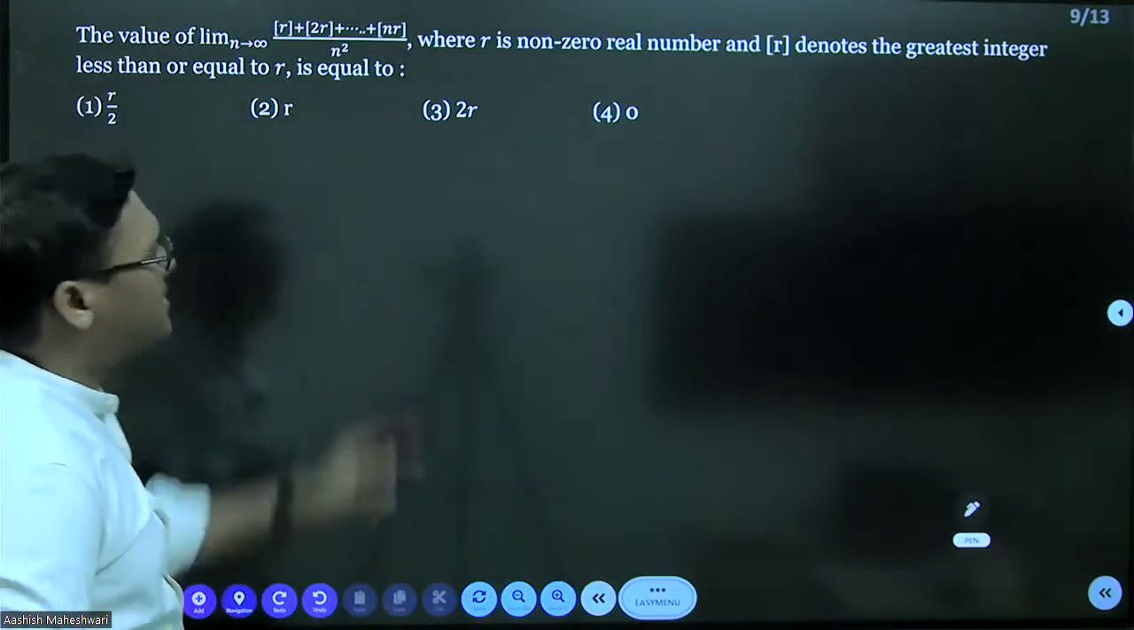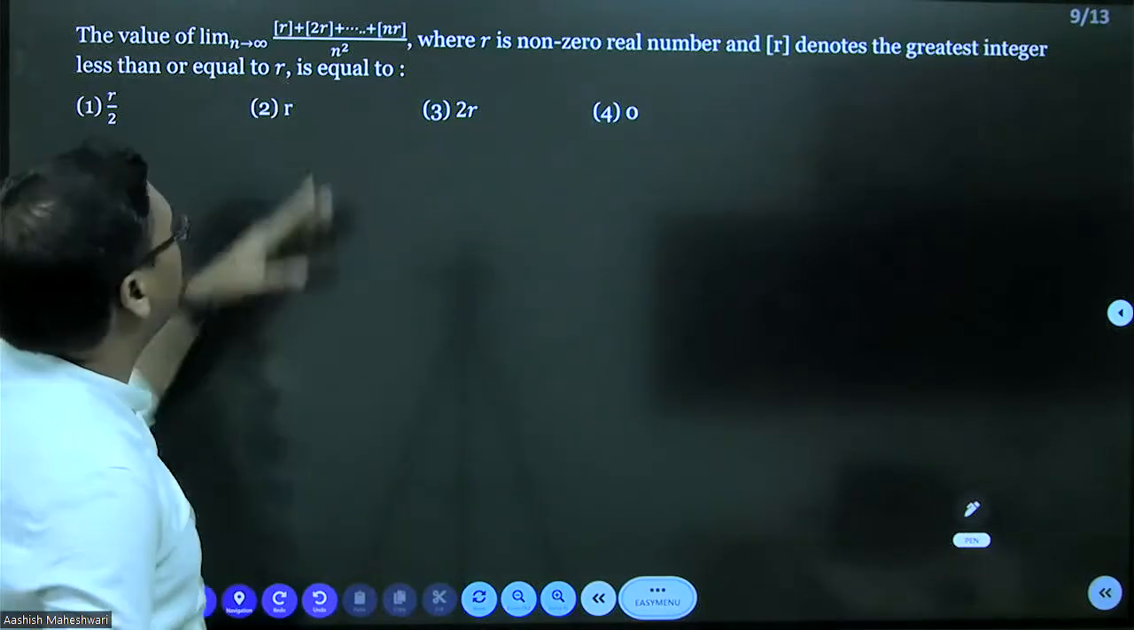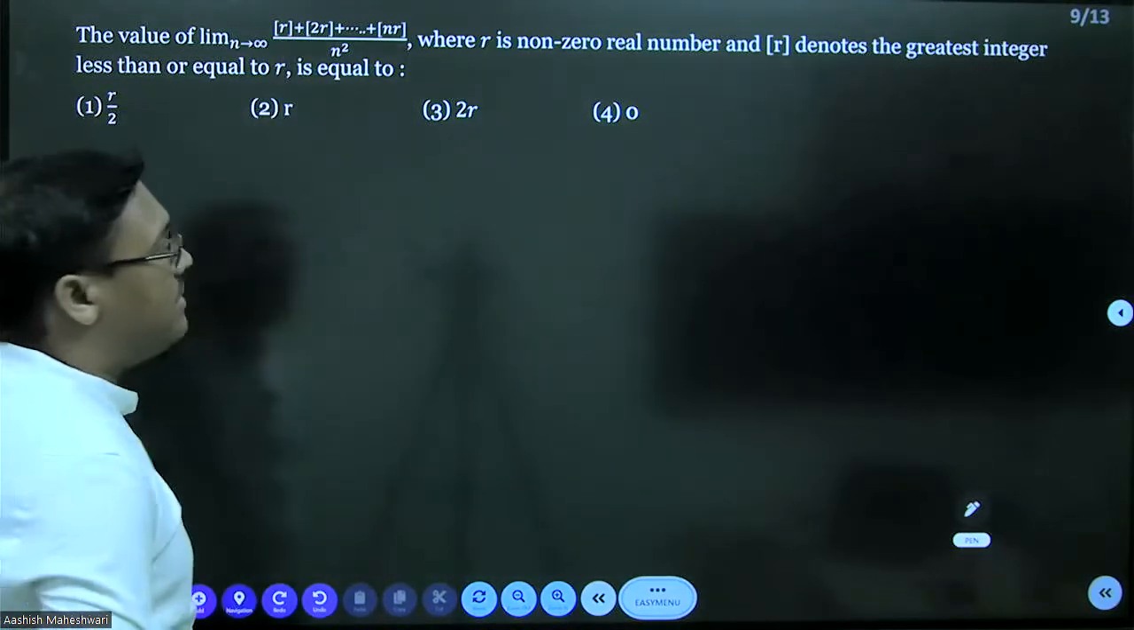Now let's move to the next question. This is a very standard question. You will find this question in every book. This is repeated in the JEE Mains.